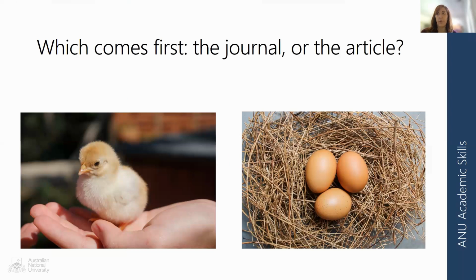Another thing to think about is what comes first, the journal or the article, the chicken or the egg, that classic question. The answer is really that both should be happening simultaneously. You obviously can't find a journal and submit to it without having an article in mind already. You're already going to have your basic topic in mind, your basic area of research, and some ideas as to what that key message might be for that article.